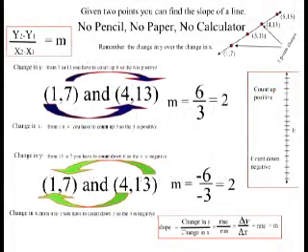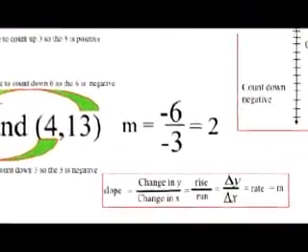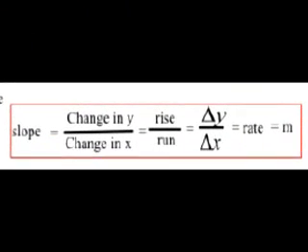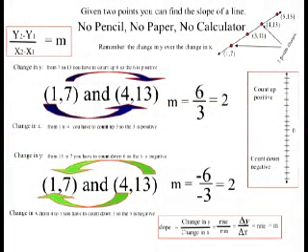Now remember, it only takes 2 points to find the slope of the line. So first thing we're going to do, we're just going to write down m equals and a divide sign. Now, m equals the slope, which equals the change in y over the change in x, which equals rise over run, which equals delta y over delta x, which equals the rate, which equals the m. So all of that represents the slope.